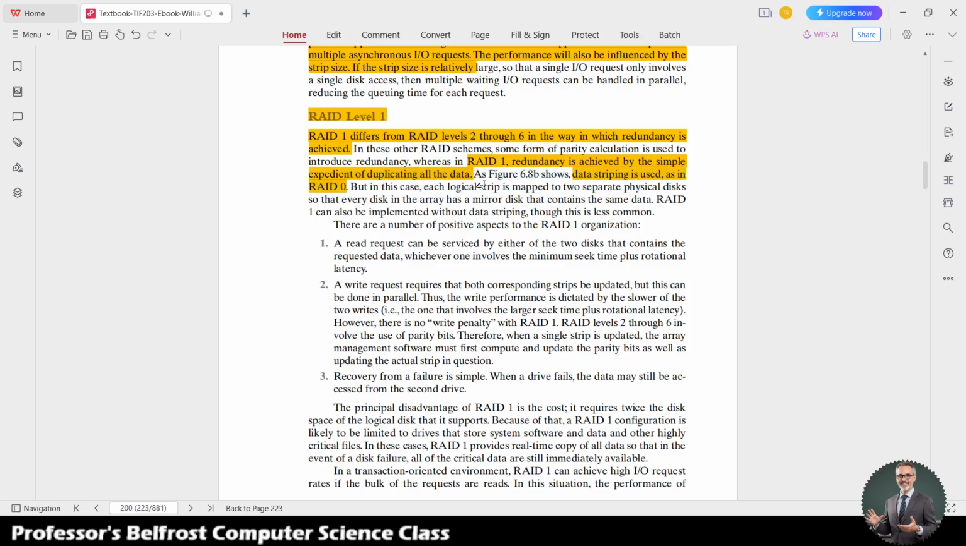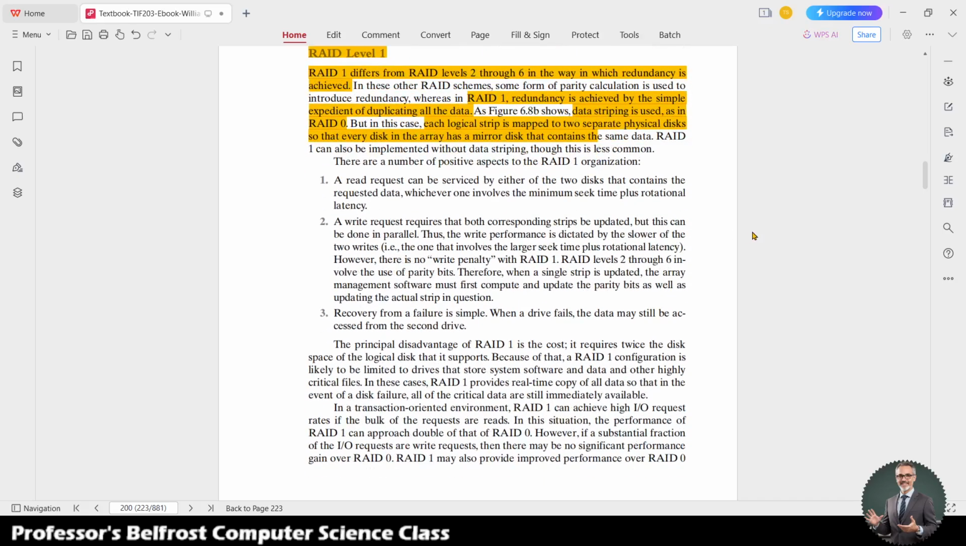But in this case, each logical strip is mapped to two separate physical disks, so that every disk in the array has a mirror disk that contains the same data. Maybe you'd say this is actually redundant and wasteful, right? Yes, but we'll later see how this is made use of. There are a number of positive aspects to the RAID 1 organization.